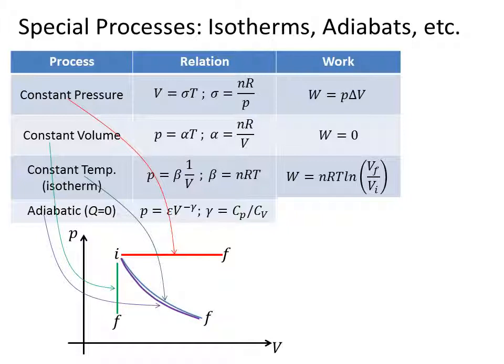This gamma, the power, is the ratio of the molar specific heat for constant pressure to that for constant volume. So it's Cp divided by Cv. For an ideal gas, this ratio is 5/3. So it's not very far away from the power for V that you would have had for the constant temperature. Since there is no heat going into or out of the system, the work is then equal to the change in internal energy of the system.